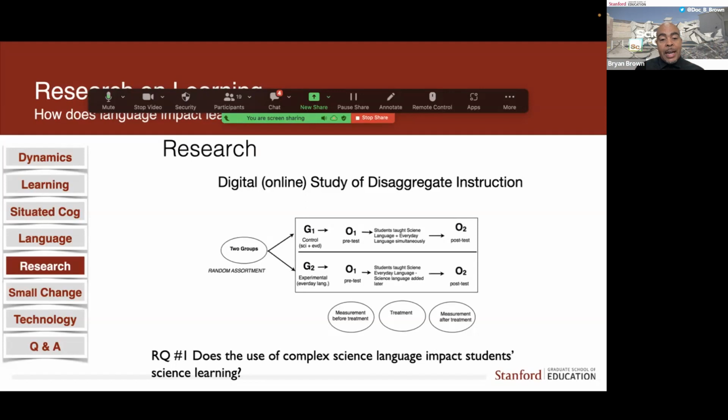Experimental group is everyday language first, science second, right? So we have two groups. Both groups got a pretest. One group was taught with science and language at the same time. That's our control group. The other was taught with everyday language first, science language practices second, and then we gave them a post test, right? So the question is, does complex science language impact student science learning?